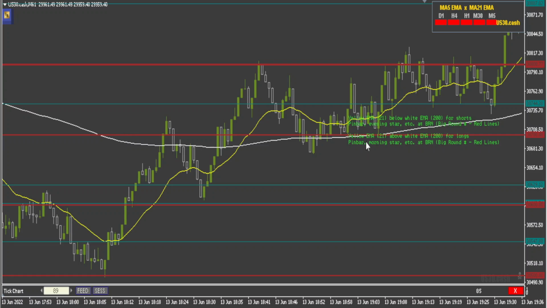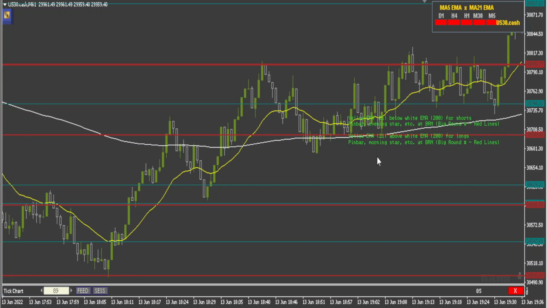And then for bullish, it's just the exact opposite. Yellow above white, and then we're looking for a pin bar rejection like this of the red institutional level to the top side. So we have a bullish pin bar here, and it rejects the institutional level, it rejects the 200 EMA, and then price took off to the upside.